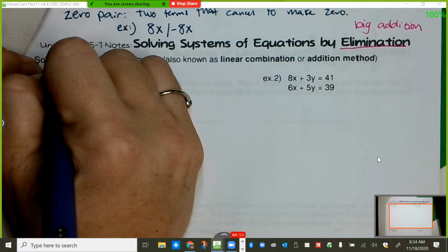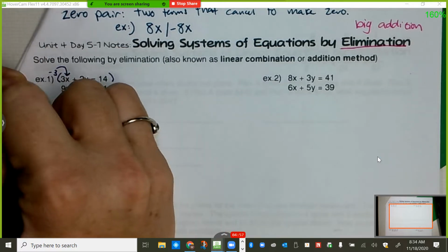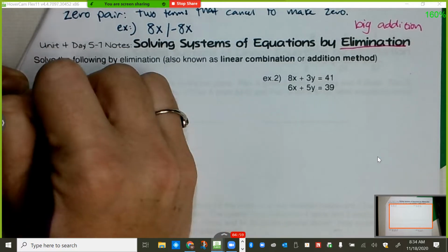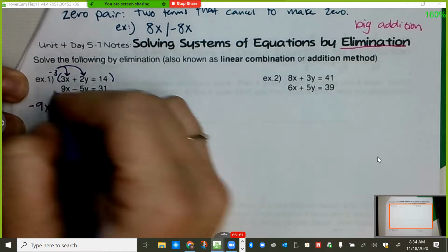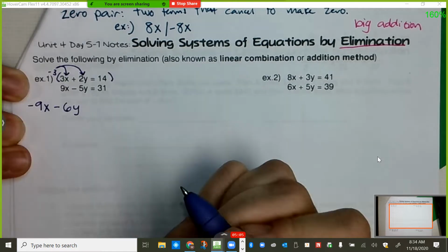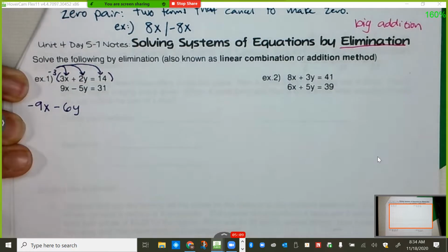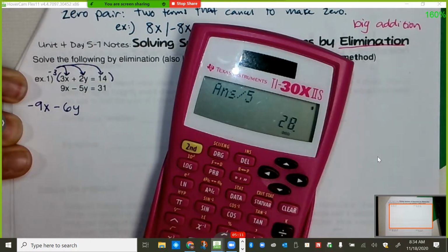So what is negative 3 times 3x? And what's negative 3 times 2y? Negative 6y, remember you're multiplying. Negative 3 times 14, I know that a lot of the calculators aren't on the desks, so negative 3 times 14 is negative 42.